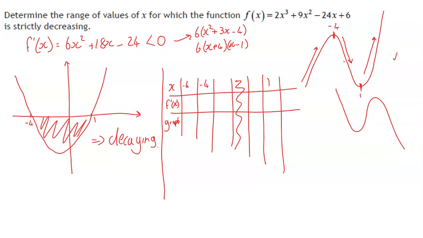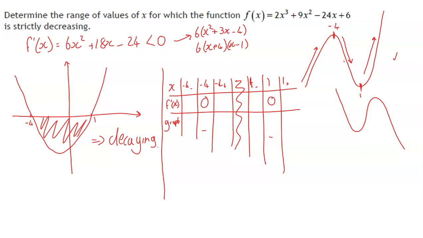So I'm going to look at just below negative 4, just above negative 4, just below 1, and just above 1. So I know at negative 4 and 1, the derivative is going to be 0, so it's flat. If I look at any value below negative 4, the size of the number is going to be bigger than 4, the sign is going to be negative.